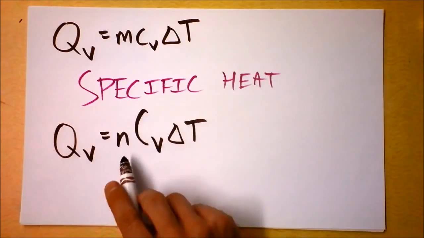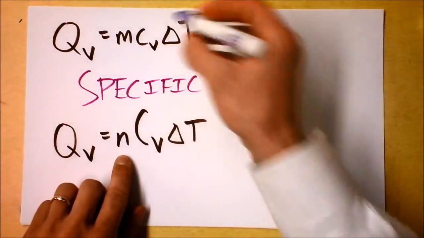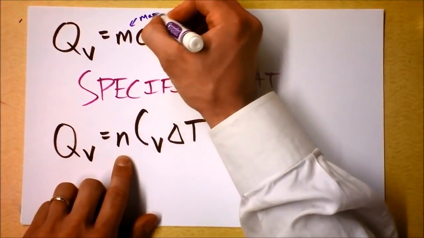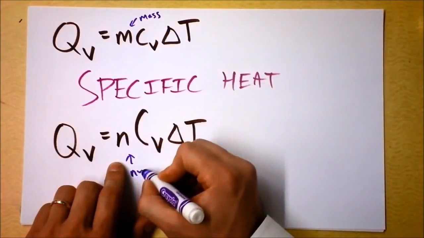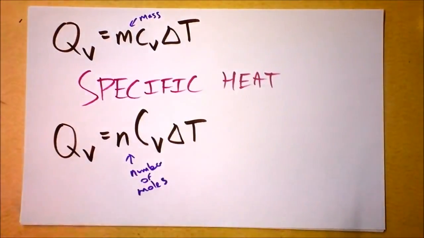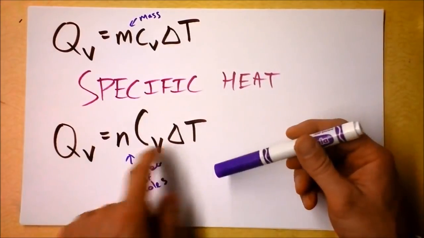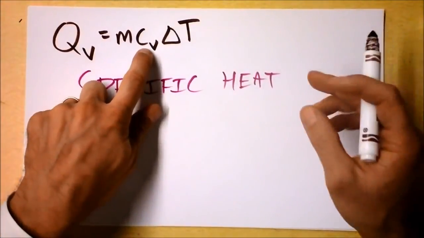Creighton, do you remember what this n is, the little lowercase n? The number of moles. That's right, so that's the number of moles, and this is the mass. And this is the number of moles. And certain people might ask you test questions that give you the molar specific heat, and this is the mass specific heat, or we'll just call it the specific heat.